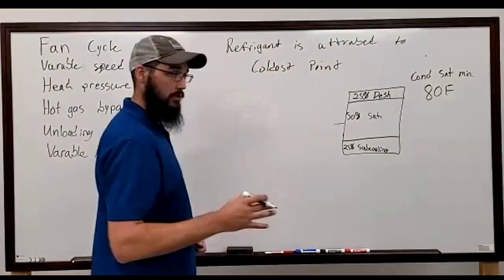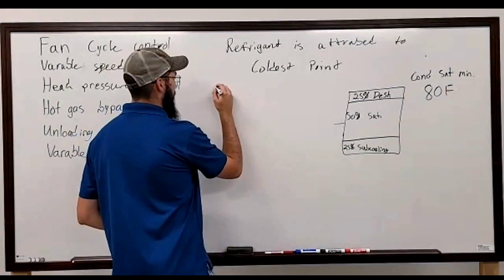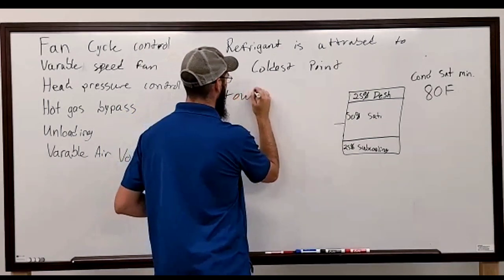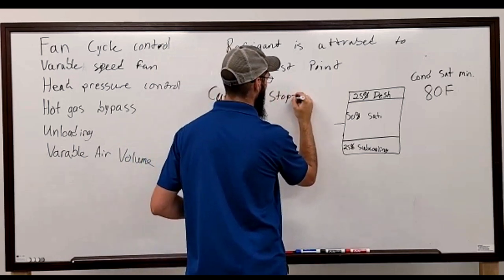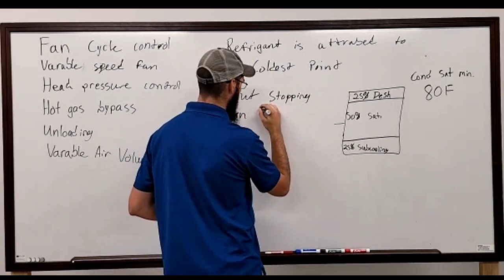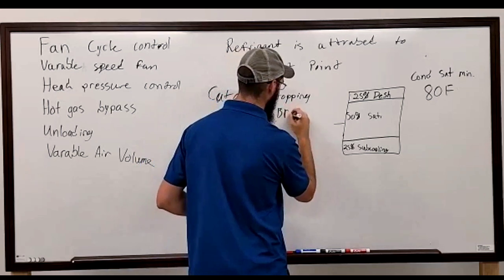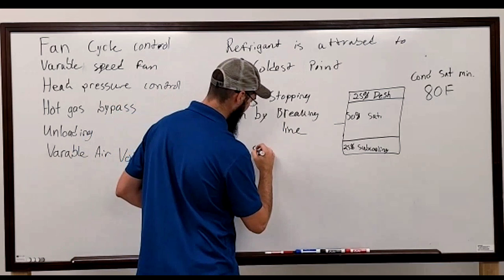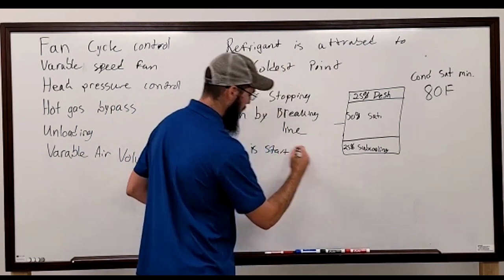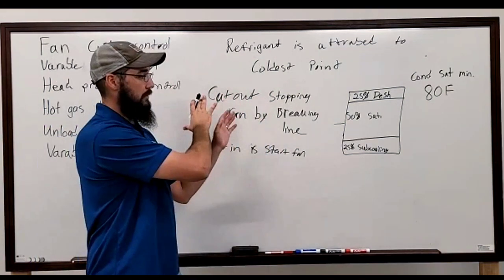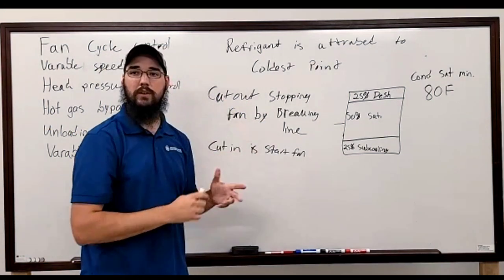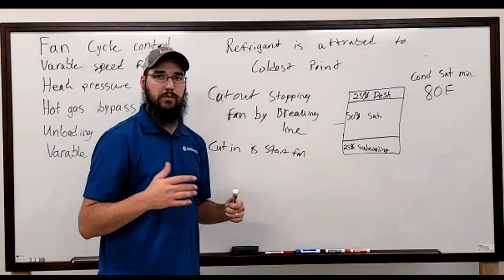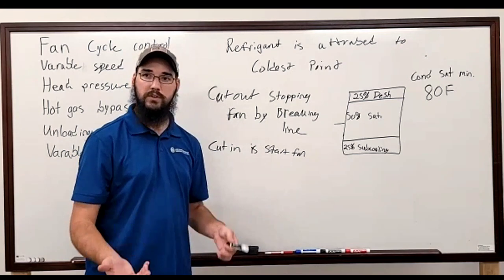Okay. The question was to explain cut out and cut in. So at cut out, we are stopping the fan by breaking the line, and at cut in it's starting, the inverse way. So like I say, if I'm walking up to a system and manually setting it, let's say we're installing a manual set fan cycle. It honestly is really preferred over a peanut style, but it is more expensive and it takes more setup.